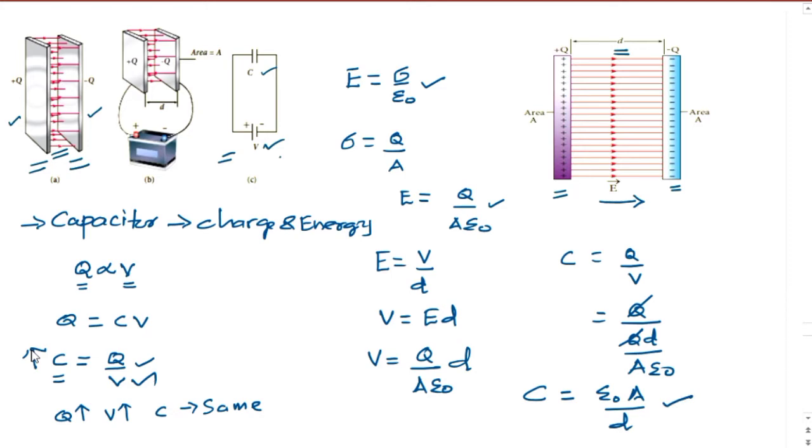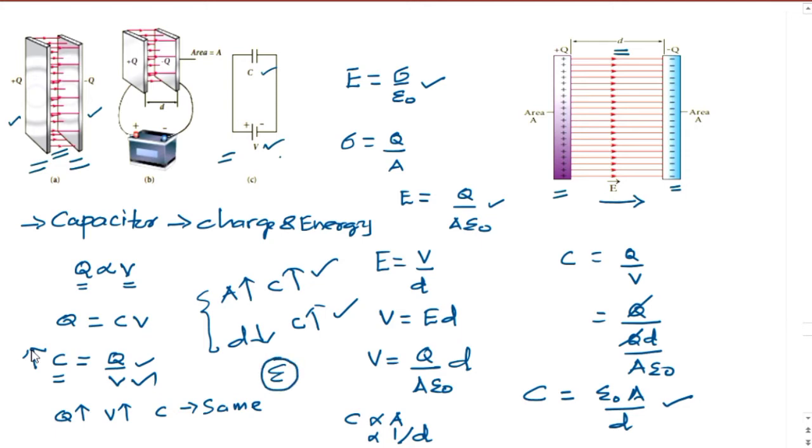So this is your capacitance of a parallel plate capacitor. Its capacitance is directly proportional to the area of the plate and inversely proportional to the distance between the two plates. Whenever the area of the plate increases, capacitance will increase. When the distance between the plates decreases, the capacitance once again increases. So in this way you can increase the capacitance by increasing the area of the plate and by decreasing the distance between the two plates. These are the two important factors. Not only that, this epsilon 0 is also a very important factor to determine the capacitance of the capacitor.